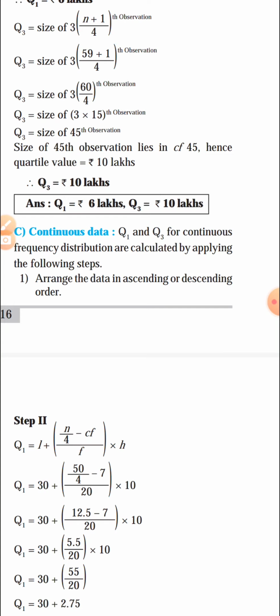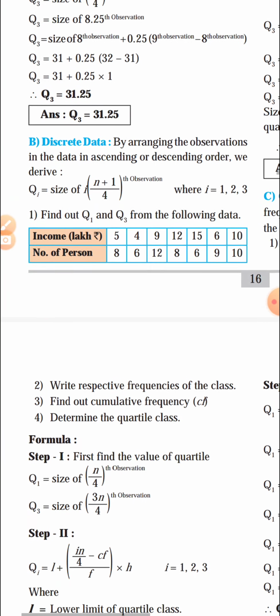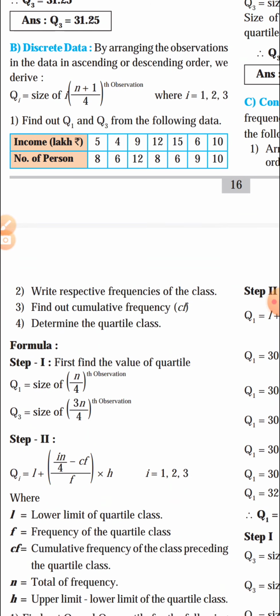Write the respective frequencies of the classes. Next, calculate cumulative frequencies, that is CF. Next, determine the quartile class. So, the formula for determination of the quartile class.